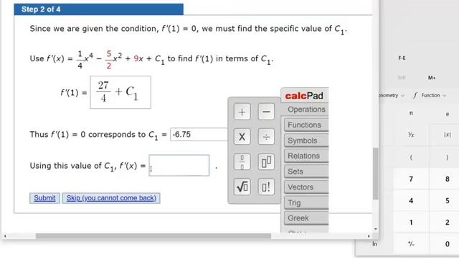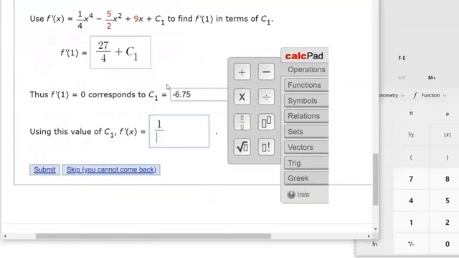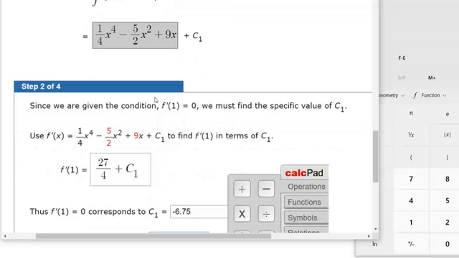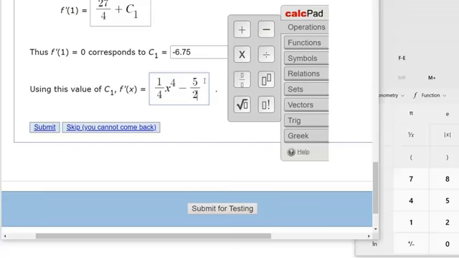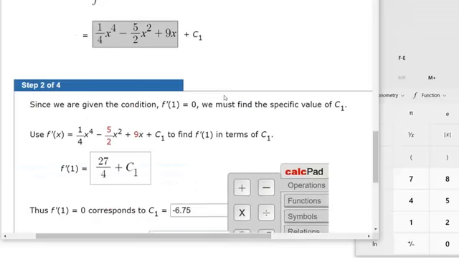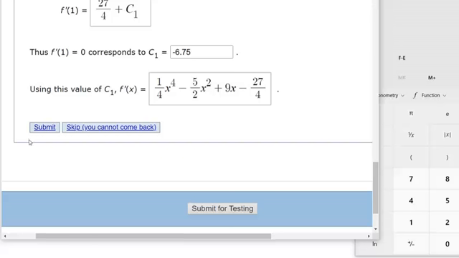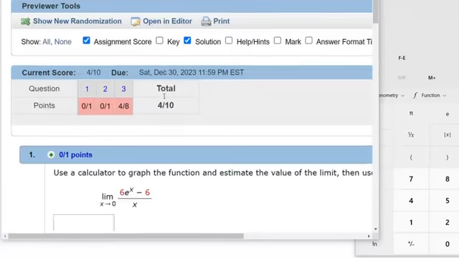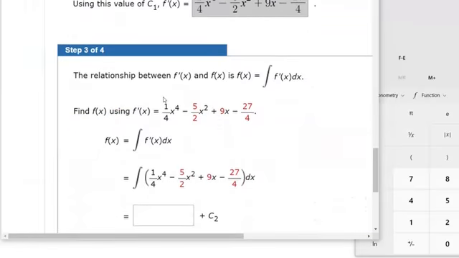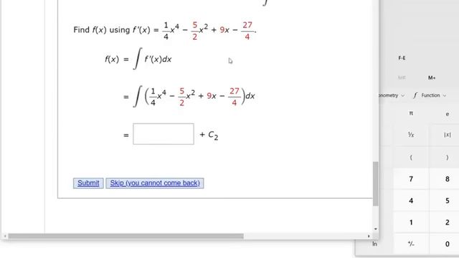Using this value of c sub 1, they want us to restate the derivative. The derivative up here is 1/4 x to the fourth minus 5/2 x squared plus 9x, and then we subtract 27/4, because that was what we got for c sub 1. Let's see if it liked that decimal answer. It did. I don't know why they're having us type fractions up here, decimals over here, but we'll move on.